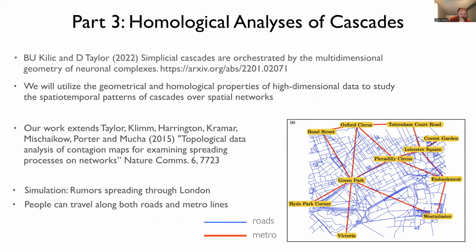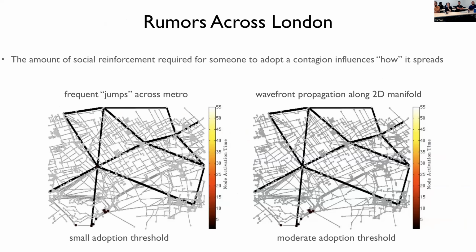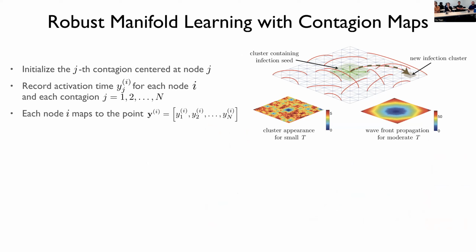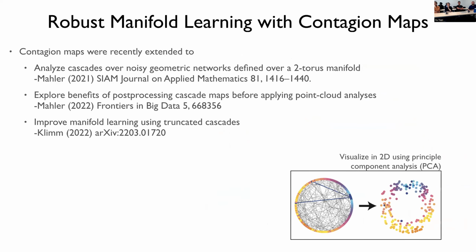Yeah, if you can go to the next slide, you have one simplex, two simplex. The node, the edge can be active and inactive.